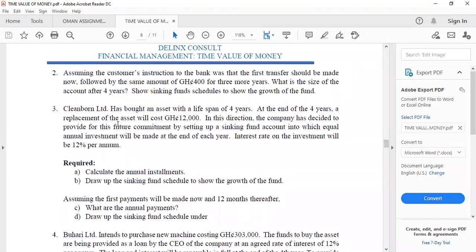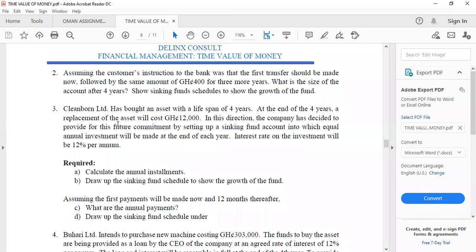Okay, Clean Bond Limited has bought an asset with a lifespan of 4 years. At the end of the 4 years, a replacement of the asset will cost 12,000. In this direction, the company has decided to provide for this future commitment by setting up a sinking fund account into which equal annual investments will be made at the end of each year. Interest rate on the investment will be 12% per annum.